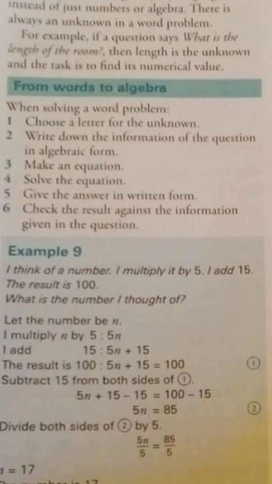Or you hear something like 3 is subtracted from a certain number. That certain number is your unknown. So you always use an alphabet, or a letter, to denote that unknown. And it also says to write down the information of the question in algebraic form.